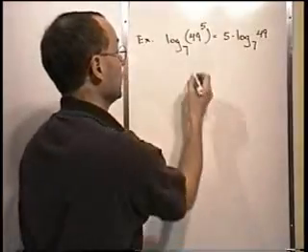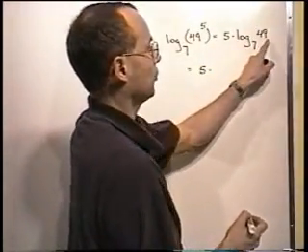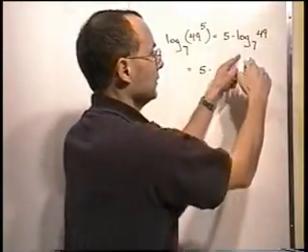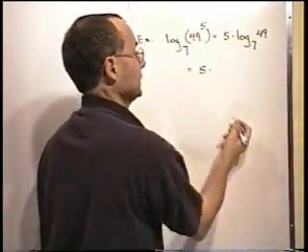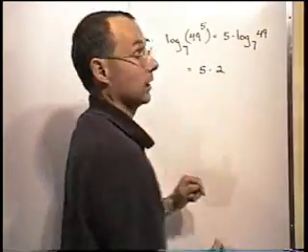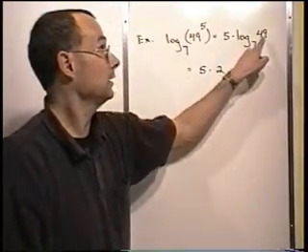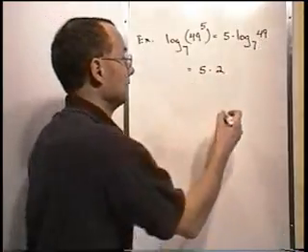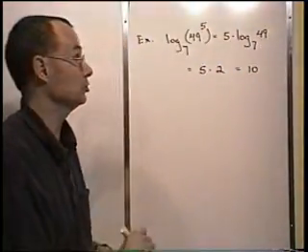And all I've got to do now is say to myself, log 49 base 7. Well, 7 to what exponent equals 49? It won't take you long to figure out 7 to the 2, or 7 squared, equals 49. So what's my answer? 10. Not too bad.